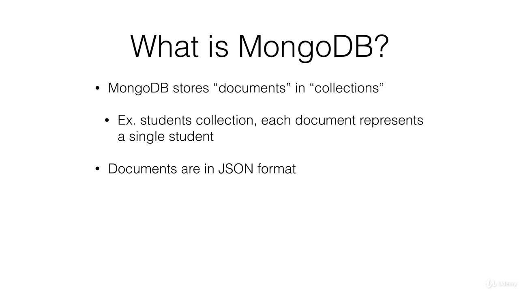MongoDB stores data as documents, and it stores these documents in collections. Suppose that you're building an application for tracking the attendance of students in a classroom. For this application, you may decide to create a collection named Students, and each document in this Students collection can represent the data for a single student.